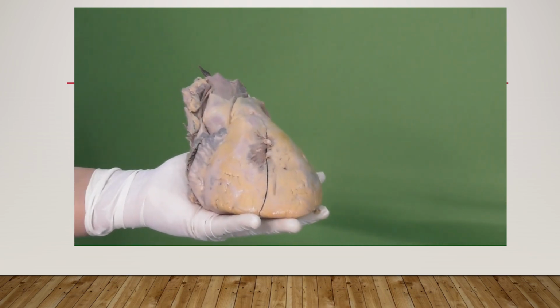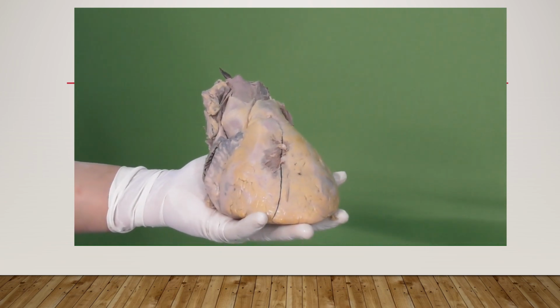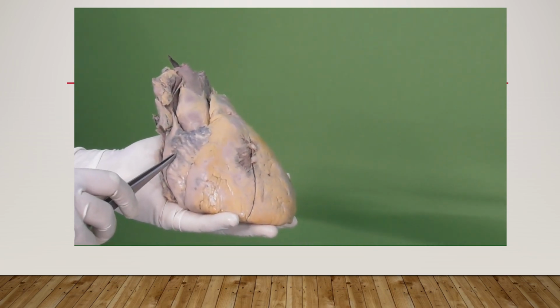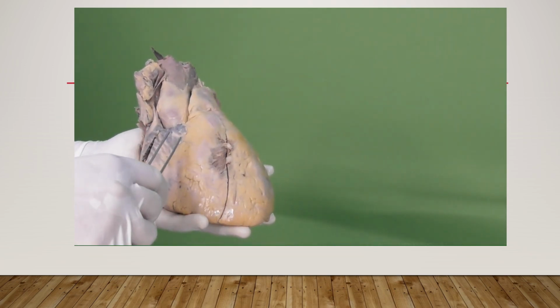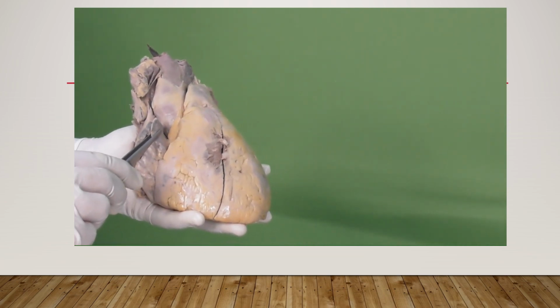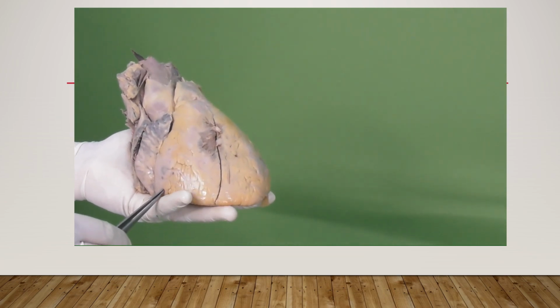So all these are the different external features, important external features of the heart. Now as we can see here, this chamber is the right atrium, and from this chamber we can see a small outpouching which is called as right auricle. This is the right ventricle.